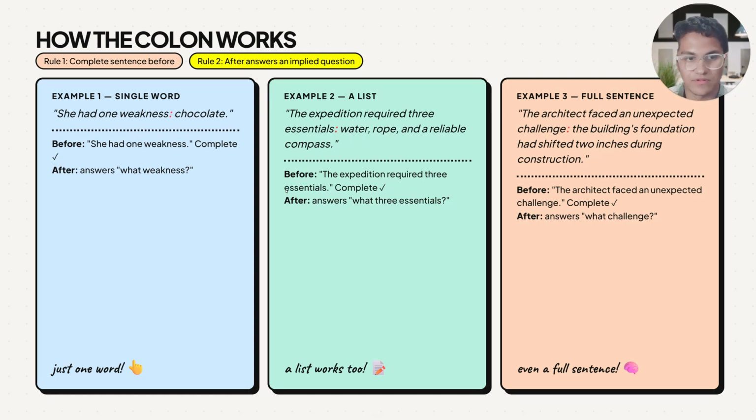Then, the last example: the architect faced an unexpected challenge: the building's foundation had shifted 2 inches during construction. The first half, once again, is a complete sentence, and the second half answers, what challenge?